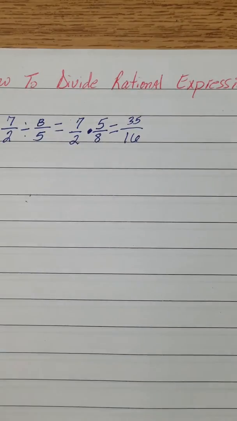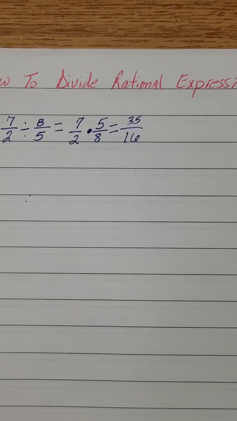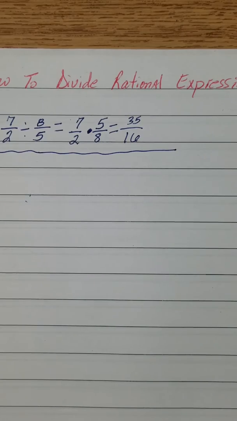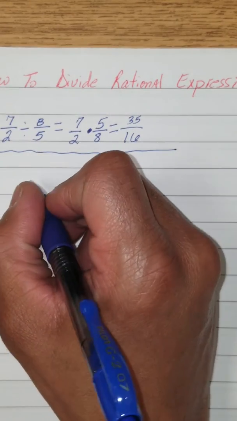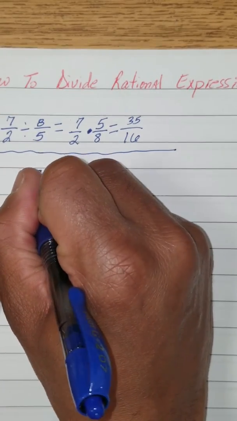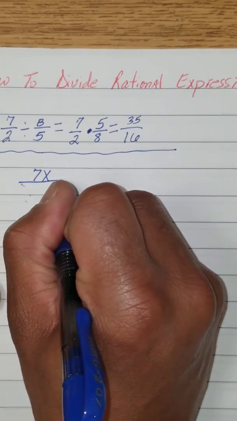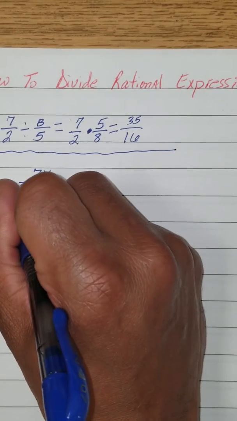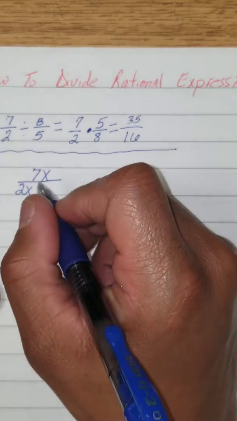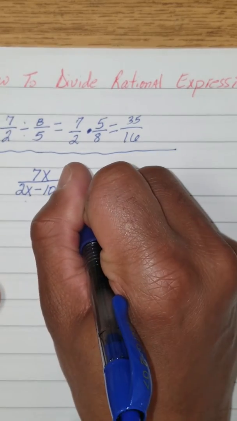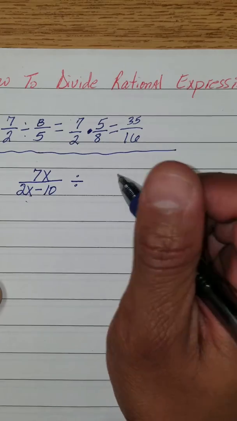Here's what I'm going to do. I'm going to go over an example, and I want you guys to try to grab this concept, not necessarily the problem. So here's the concept. I'm going to give you a question such as 7x divided by 2x minus 10. We're going to take this and divide this fraction by another fraction.